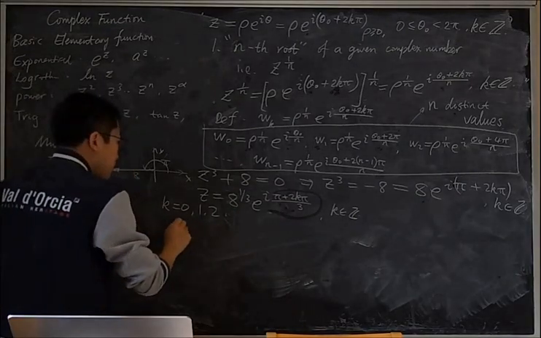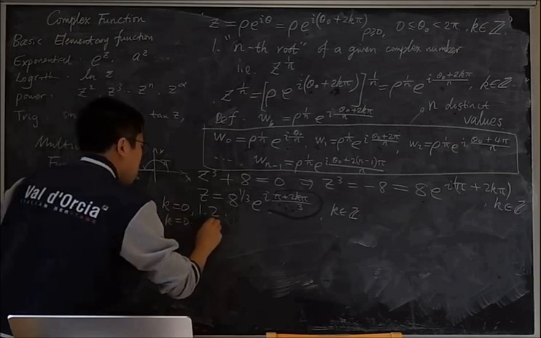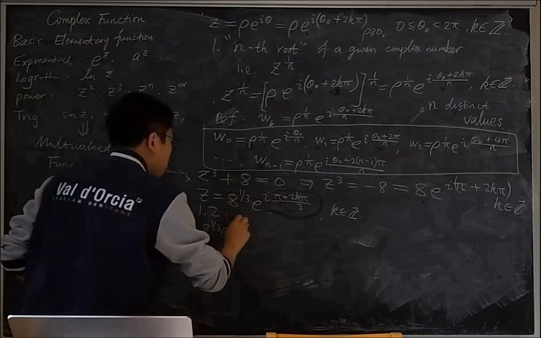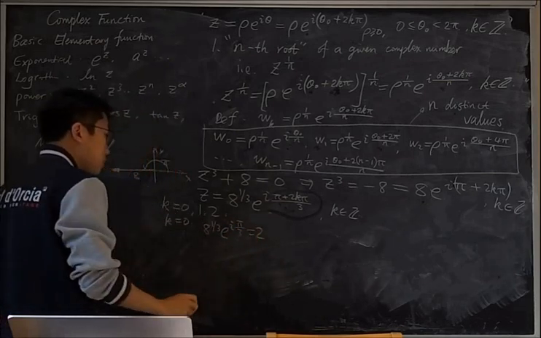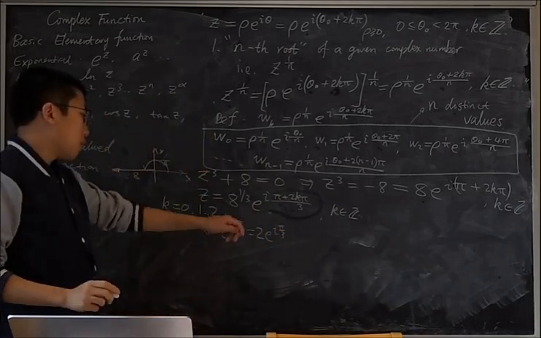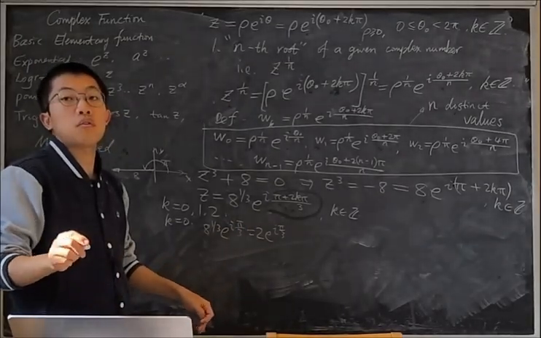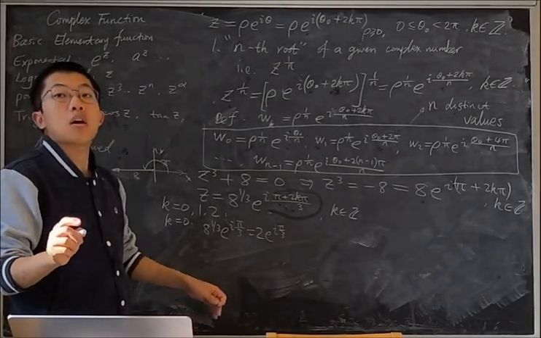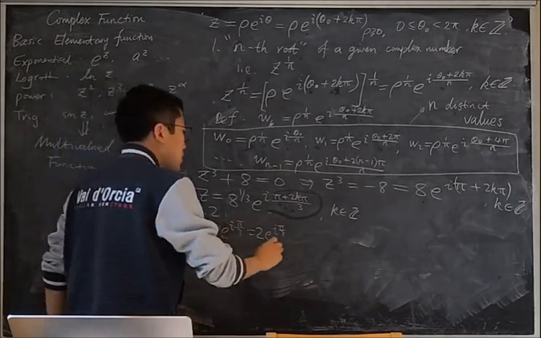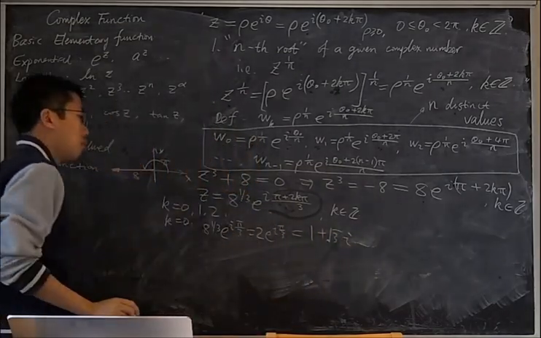When k equals 0, that is 8 to the 1 over 3 times e to the i pi over 3. That is 2 times e to the i pi over 3. So that's cosine pi over 3 plus i sine pi over 3. Cosine pi over 3 is 1 over 2. Sine pi over 3 is square root of 3 over 2. So if we plug it in and expand it, the result is 1 plus square root of 3 times i.